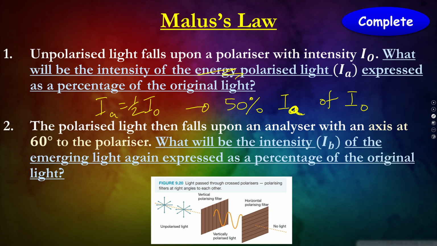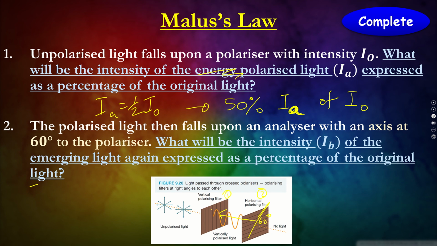Now, say in the next one, we are trying to find the polarized light. So we have a second analyzer. So we have one here, we have two here, okay? And say this analyzer, instead of being 90 degrees, it's 60 degrees to this one here. What would the percentage be then?